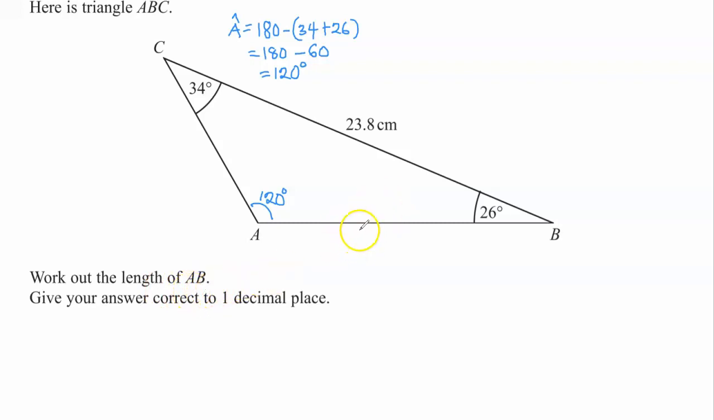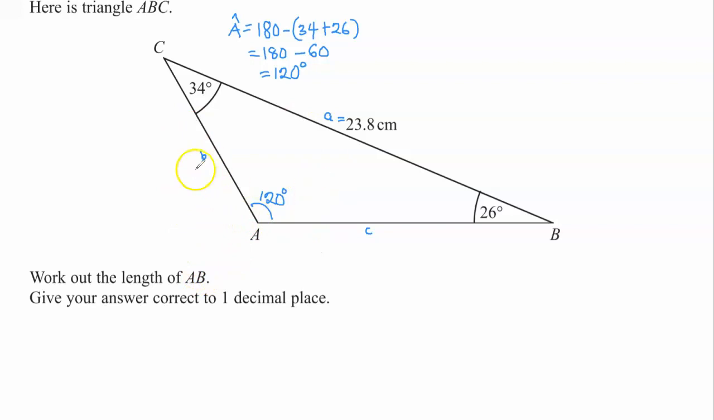So we're asked to obtain the value of the length of AB. So this is AB. I can just represent it as lowercase c because it's the side facing angle C. Now, this is B. So I can call this lowercase b because it's the side facing angle B. And of course, 23.8 is lowercase a because it's the side facing angle A.